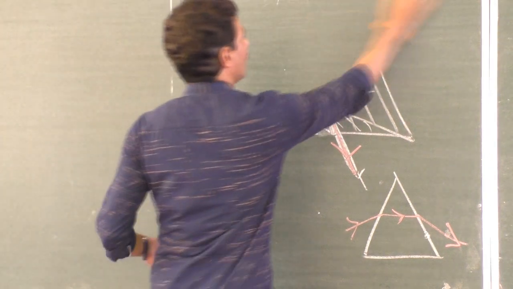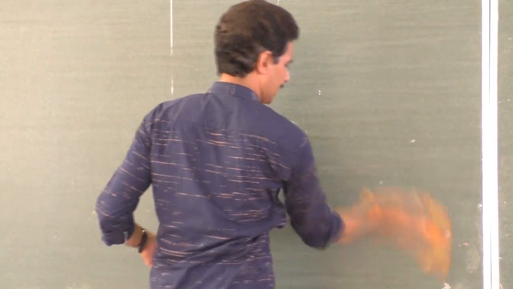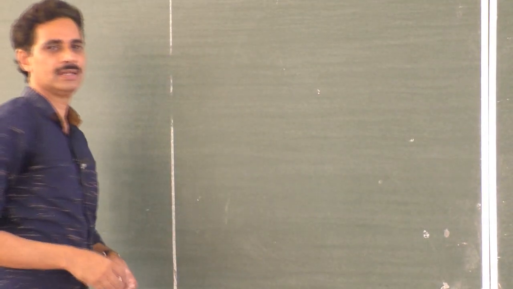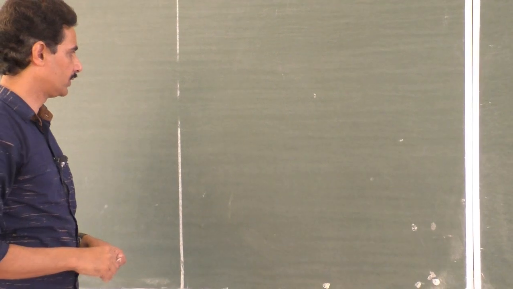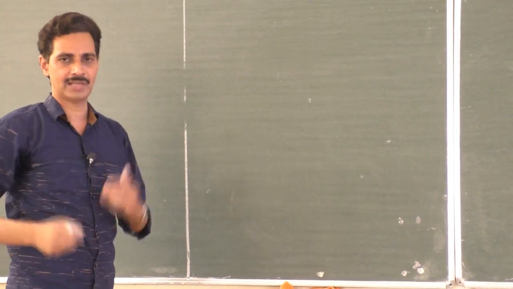We have to see how the ray of light undergoes refraction in a prism. Now onwards we will take only the cross section of the prism, okay? Only the cross sectional view of the prism. So you have to draw a large enough diagram.